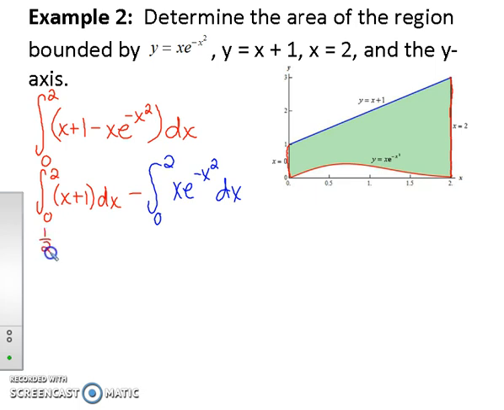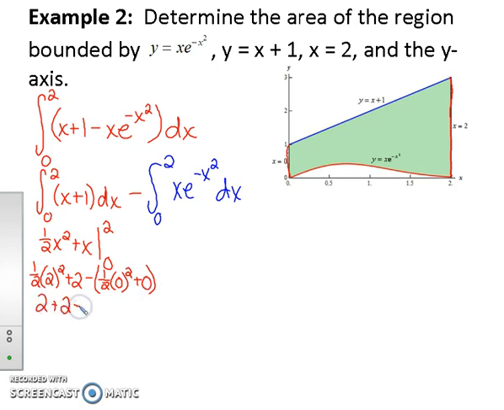X integrates back to 1/2 x squared. 1 integrates back to x with our boundaries of 0 to 2. So that's going to be 1/2 times 2 squared plus 2 minus 1/2 times 0 squared plus 0. So 2 squared is 4 times 1/2 is 2. 2 plus 2 minus all that's 0. So the red portion integrates to 4.